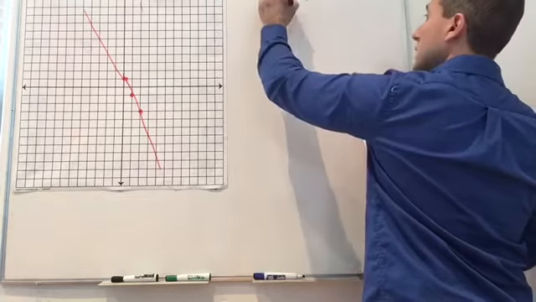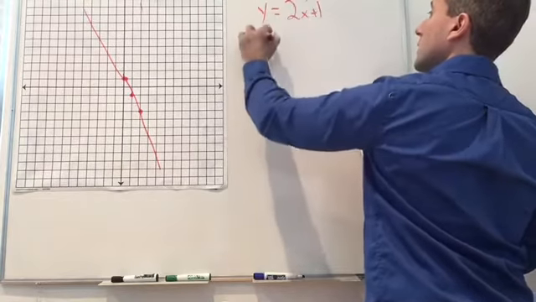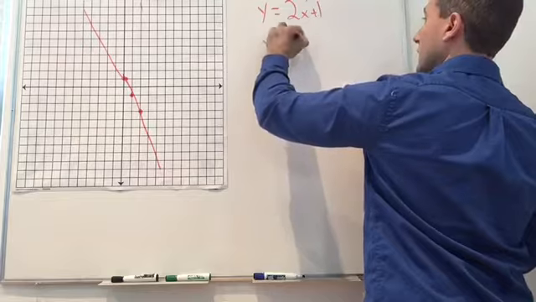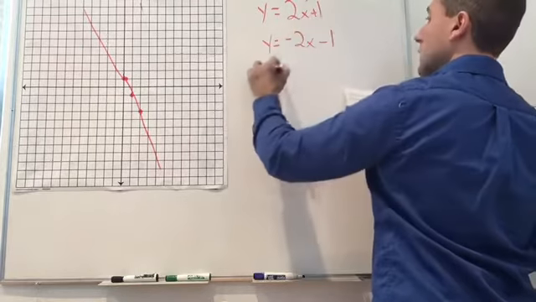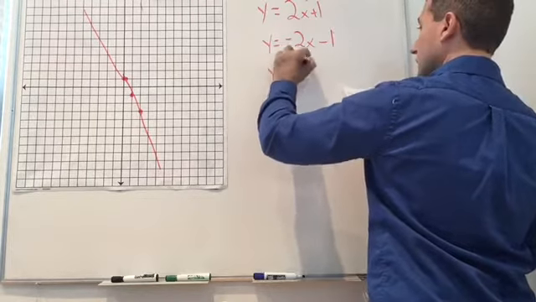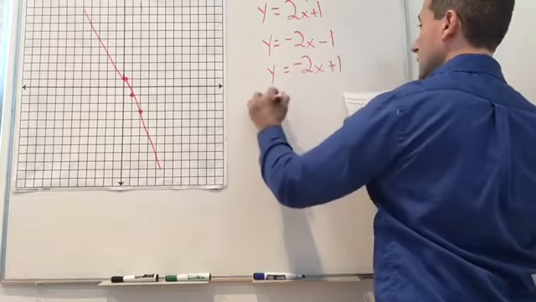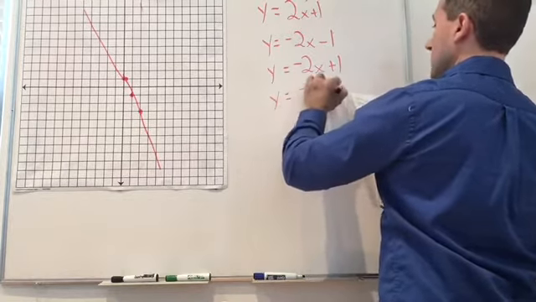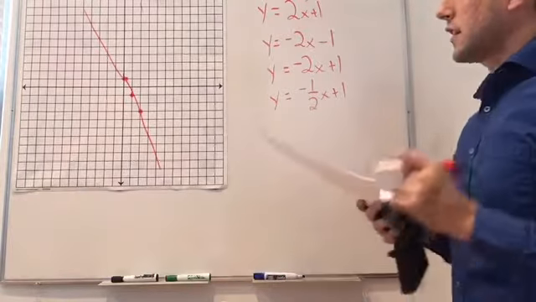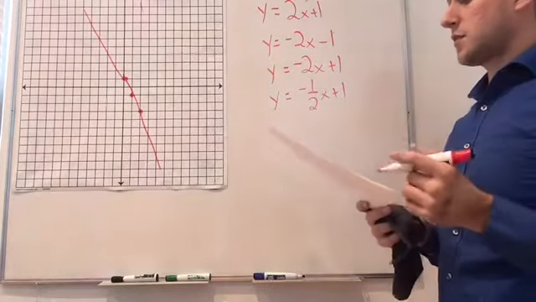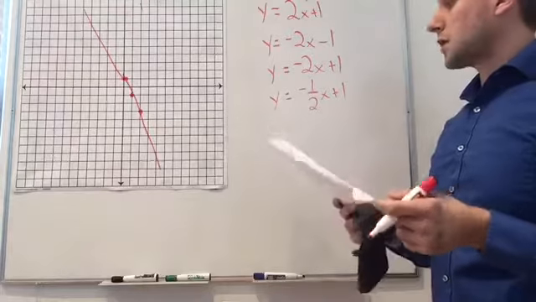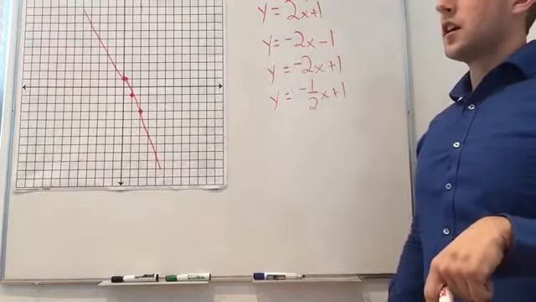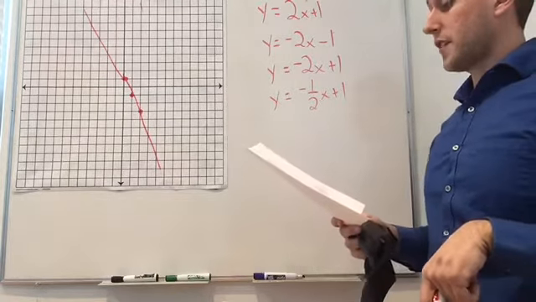Y equals 2x plus 1, y equals negative 2x minus 1, y equals negative 2x plus 1, and y equals negative 1/2 x plus 1. You notice you don't have to actually solve anything here, and a lot of the answers are very, very similar to each other, right? So, let's go through our checklist here.